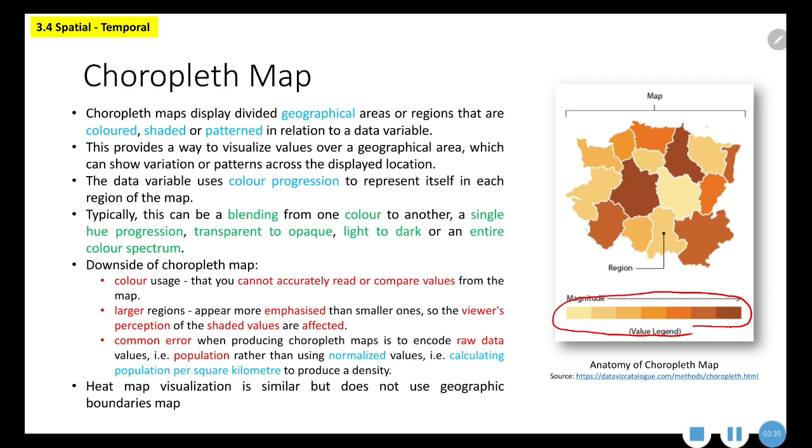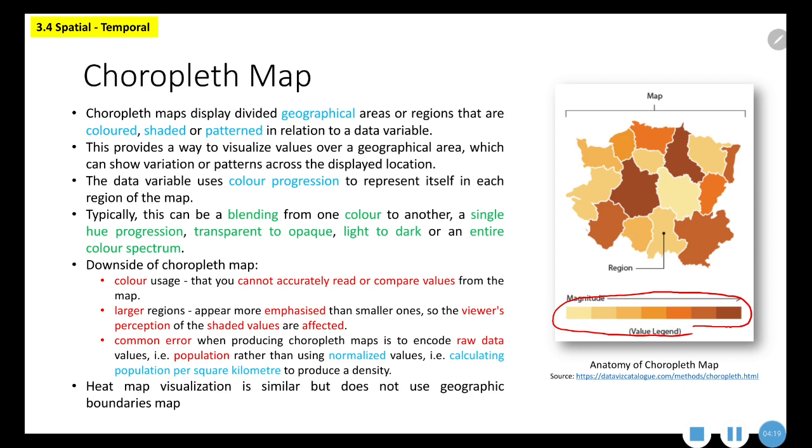So this specific area on this map is called region. And typically this can be a blending from one color to another color in a single hue progression, or in transparent to opaque, light to dark, or an entire color spectrum. So we can visualize this representation by looking at the color intensity, because it represents the density of information on that specific region.